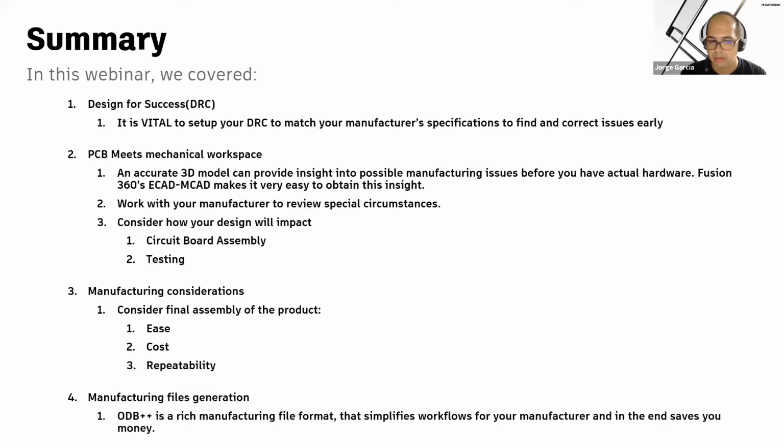And then finally, we saw how ODB++ files can be super helpful because they bridge the gap between full IP reveal with Eagle files versus no IP reveal with Gerbers, and then giving a more usable data structure for manufacturing. Anything that I missed, Chris? Anything you want to add?